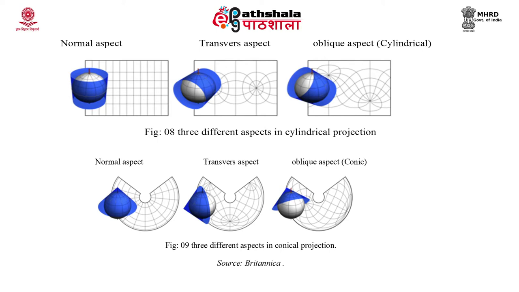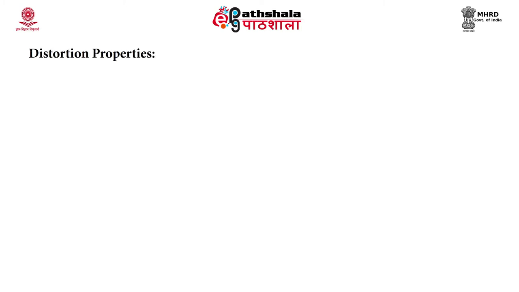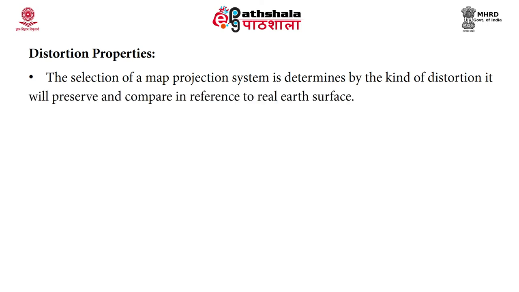And how can this map be represented in many different ways? Now, as I have already mentioned, there is always a distortion while reproducing a map on the plane surface. Now let us look into the distortion properties. The selection of a map projection system is determined by the kind of distortion it will preserve and compare in reference to the real earth surface.